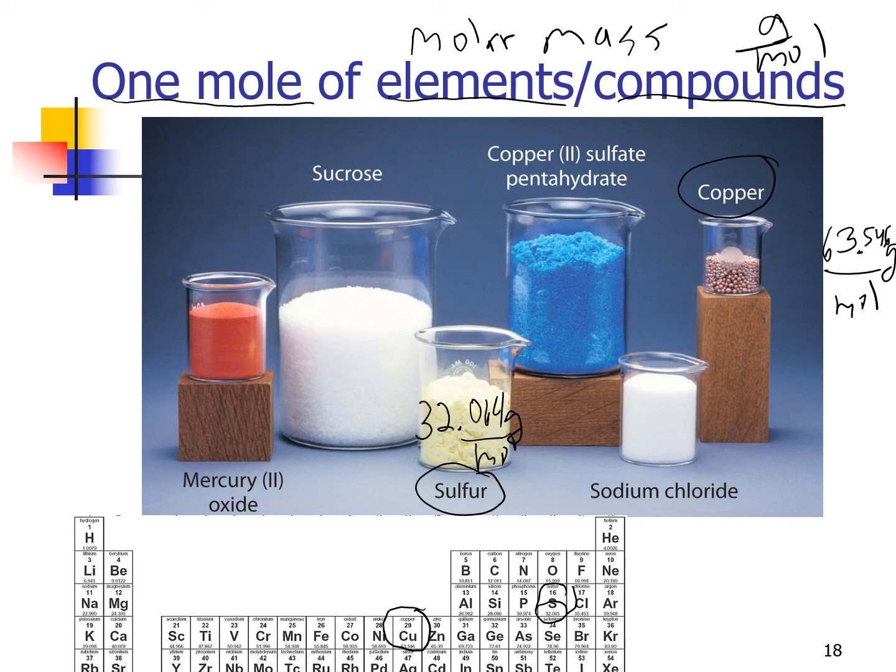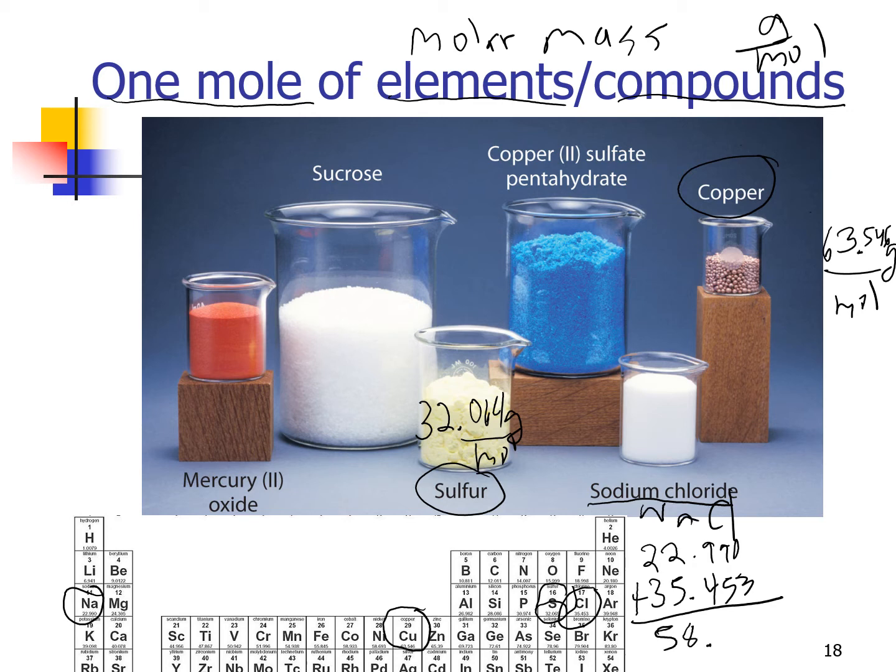Now, if I wanted to look at some of our compounds, let's say, for example, sodium chloride, which is NaCl, and Na's molar mass is 22.990 grams per mole, and I would add that to chlorine that has a molar mass of 35.453, and when I add that together I get 58.443 grams per mole. So that would tell me the mass of the salt that's in that beaker.